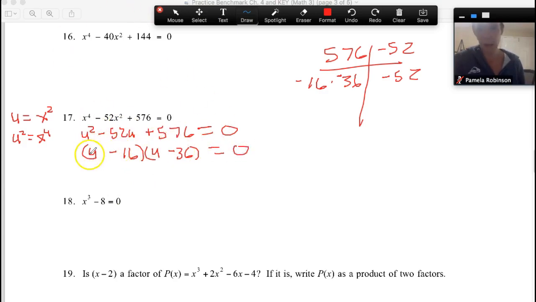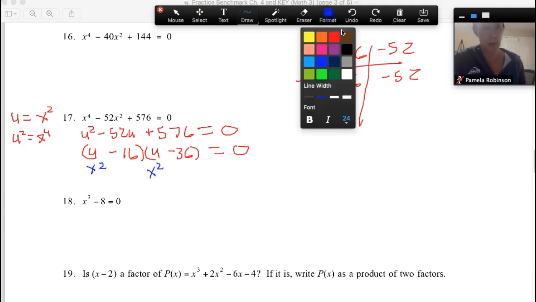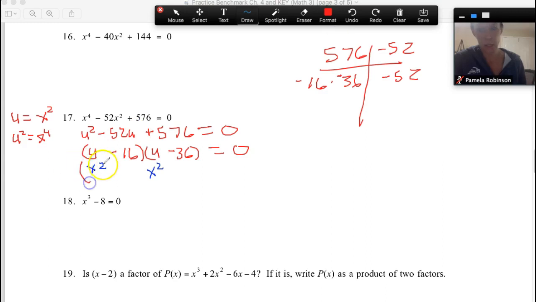Now look what I have. I don't really have u, I really have x squared. So substitute your x squared back in. So where there's a u, I have an x squared in both these terms. And now what I have is u minus 16, or x squared minus 16, and then x squared minus 36.